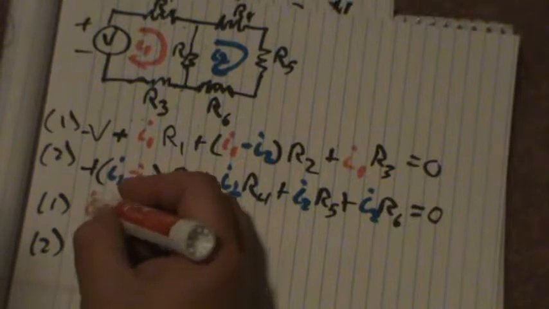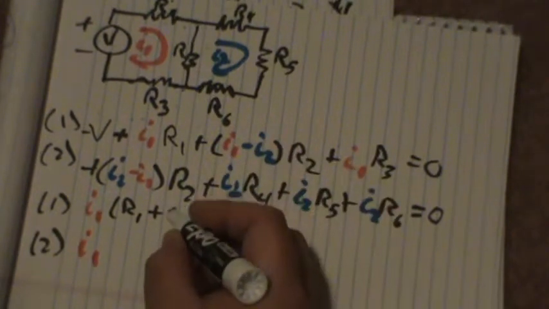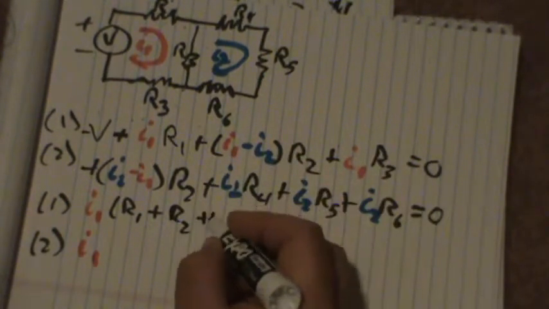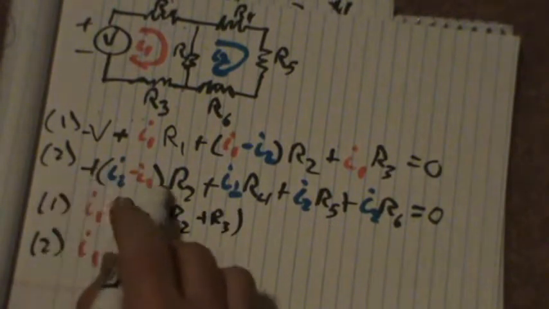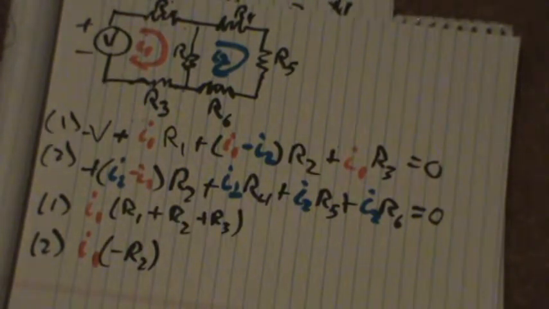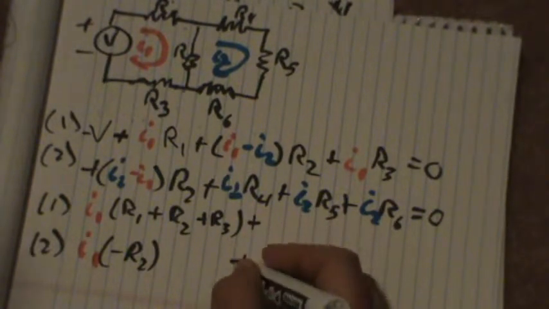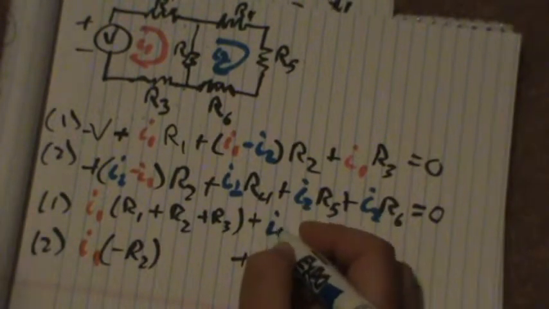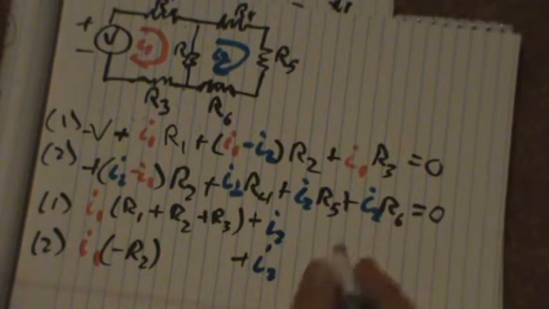Okay, so for each one of these, I'm going to put the I1 terms first. So I'm going to grab every one of the resistances that has to do with I1. On the first one, it's R1 and R2 and R3. And in the second equation, I only have minus R2. I'm still going to just leave the space so I can do that. And I've got I2, I2.